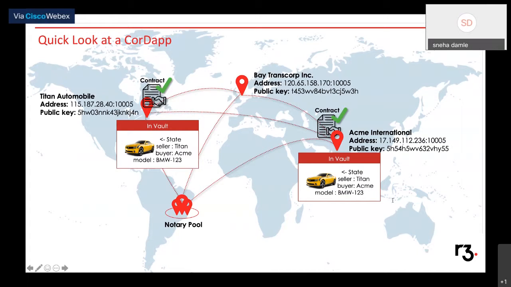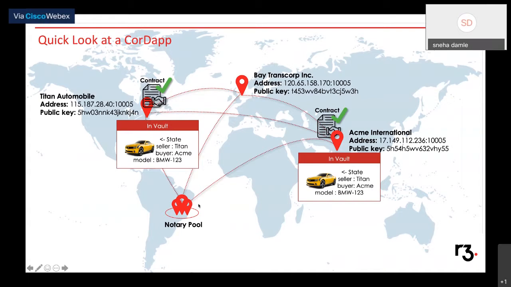The very first thing that will be done is that Titan will create a transaction. When I say transaction, I mean a proposal. Titan will create a proposal in which he will propose to Acme that he wants to transfer this vehicle to him. While creating this proposal, he will also attach the contract which might have been agreed between Titan and Acme. This contract will have all the constraints, or all the rules, around the car transfer decided by both parties.